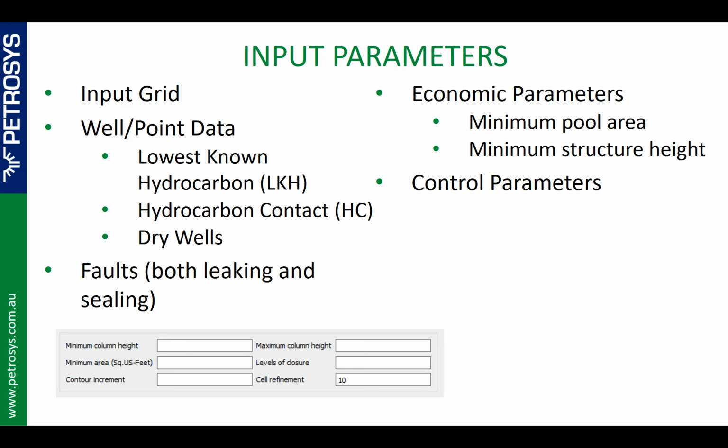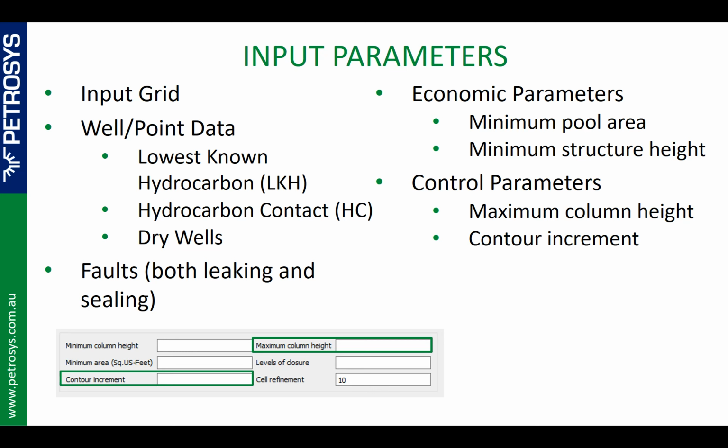We have some other control parameters as well that we can use, so maximum column height. So for example, if we have a capillary pressure seal issue where we know that we can only generate a certain height of a structure before that oil column will leak or the gas column will leak through the seal, we can invoke a restriction here to not allow any structures to be greater than a certain height. We can also use a contour increment to speed up the process a little bit, so instead of running through it the predefined contour increment, we can increase that to make the process run faster.